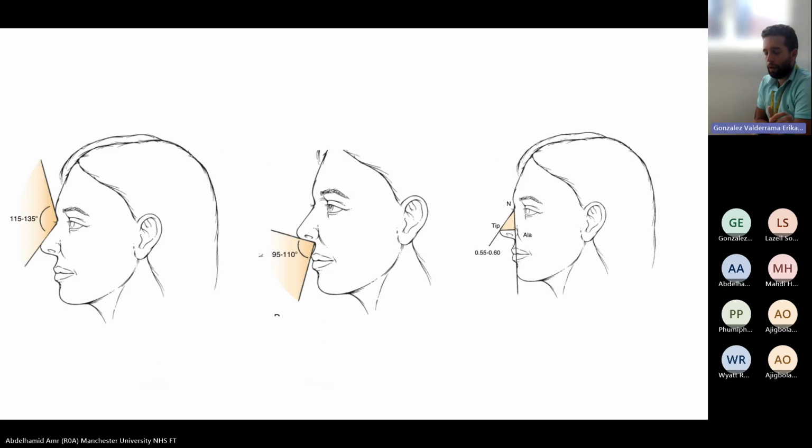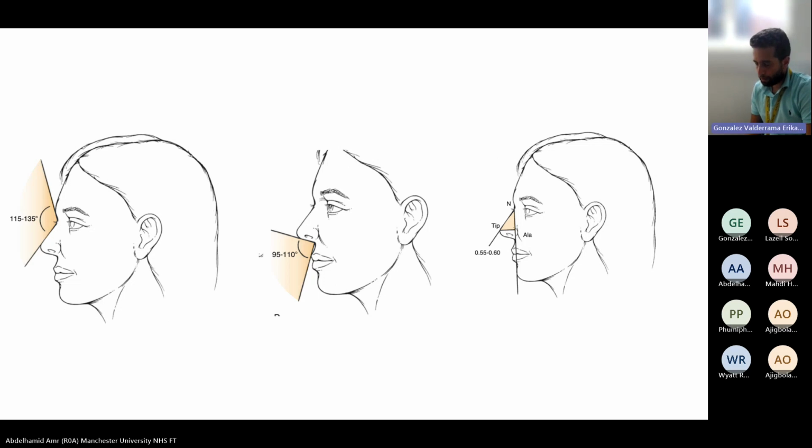And then important things to look at in the lateral view. We look at different angles, in terms of the nasofrontal angle, which is the image here on the left, and that's roughly between 115 to 135. And then we also look at the nasal rotation and the nasal projection. These are very important things we look at on the lateral view. The nasal rotation is the nasolabial angle, and it's between 95 to 110, and obviously it differs between male and female. And then the nasal projection is how far the nose projects from the face.